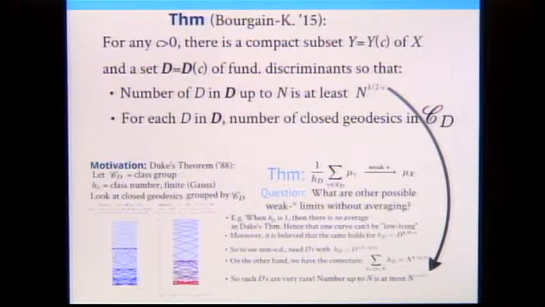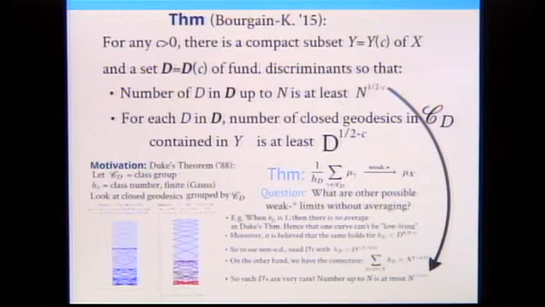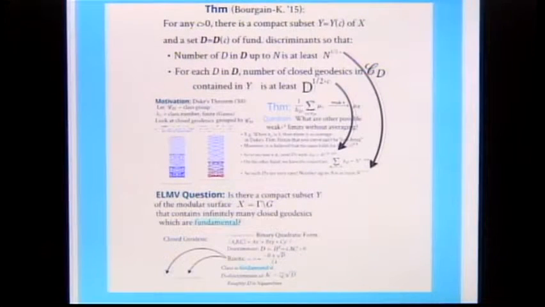And moreover, for each discriminant D in our set of discriminants, you look at the class group, and you look at the closed geodesics in that class group which are low-lying, which are contained in this region Y. So how many low-lying guys did we actually find? In fact, you find D to the half minus 1 over a million low-lying guys. So it can't be a positive proportion of the class, but it's still very large. In particular, it tells you the class number itself is very large. But the class number has to be much larger than the low-lying guys. Duke's theorem is still true. So this is an almost as strong as possible answer to this ELMV question.